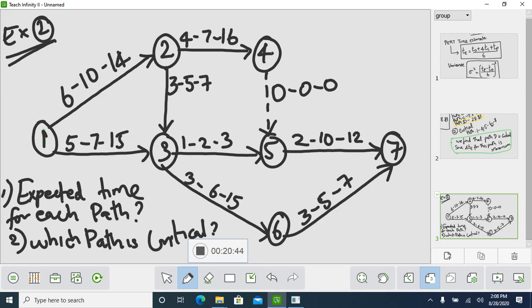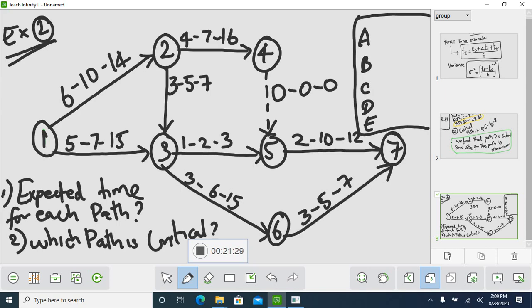I will tell you: 1 to 2, 2 to 4, 4 to 5, 5 to 7 is one path. 1 to 2, 2 to 3, 3 to 5, 5 to 7 is another path. And 1 to 2, 2 to 5, 5 to 7 is another path. Next, 1 to 3, 3 to 6, 6 to 7 is another path. In total you have 5 paths, that is A, B, C, D, E. So these are the 5 paths you have.